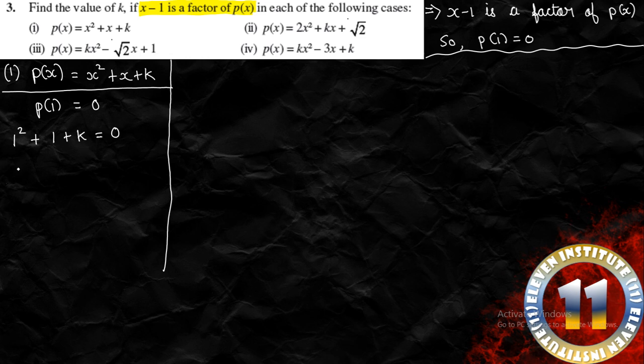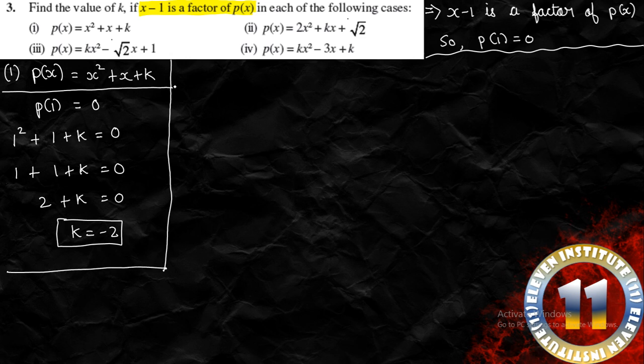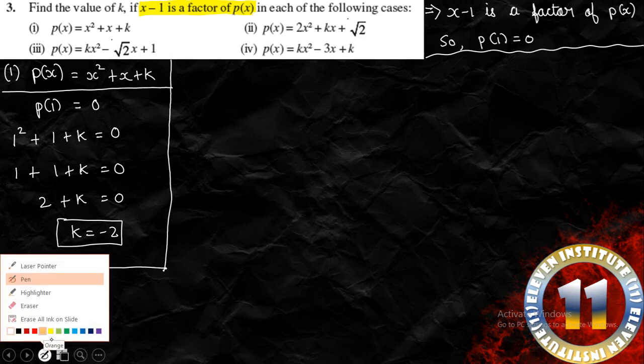1 square is 1. So 1 plus 1 plus k is equal to 0. 1 plus 1 is 2, and when this 2 goes to the other side we get minus 2. So you can see, you easily find out the value of k, which is nothing but minus 2. Very simple question. Similarly, we will solve the second, third and the fourth one also.